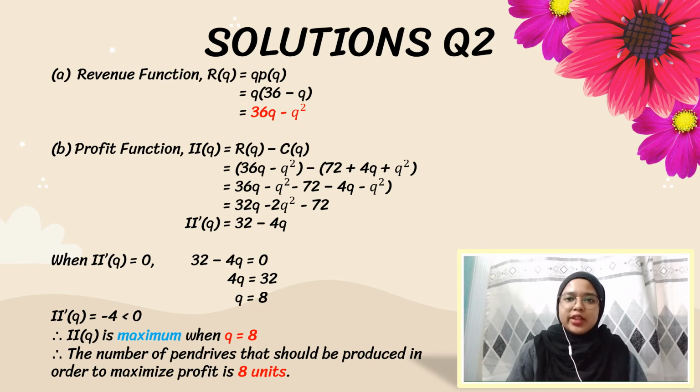Differentiating, the first derivative P'(Q) = 32 minus 4Q. When the profit function's first derivative equals 0, 32 minus 4Q equals 0, so 4Q equals 32, Q equals 8. The second derivative P''(Q) equals negative 4, which is less than 0. Therefore, the profit function P(Q) is maximum when Q equals 8. Conclusion, the number of pen drives that should be produced in order to maximize profits is 8 units.